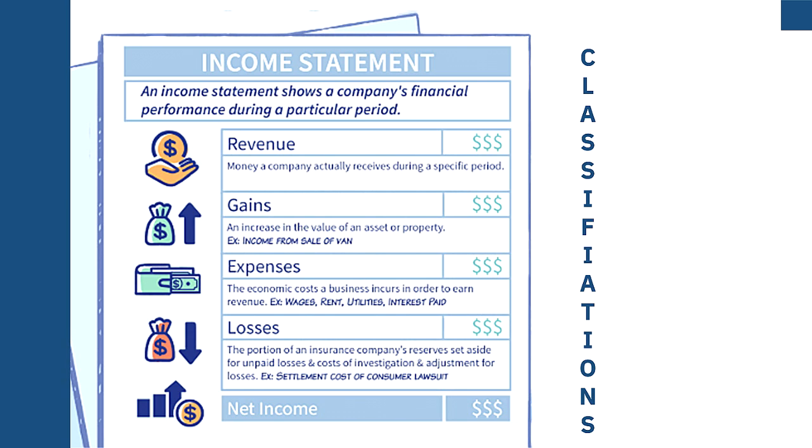And what are the most common types of accounts associated with a common income statement? The income statement accounts are categorized in a variety of ways. Here are the classifications we will be using: operating revenues, operating expenses, other revenues and gains, and other expenses and losses.